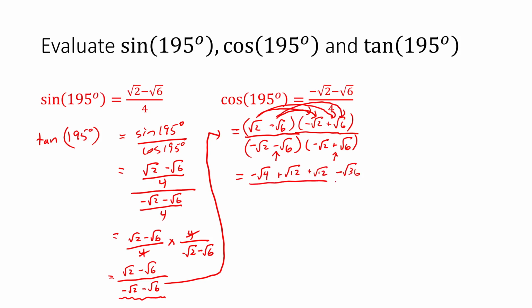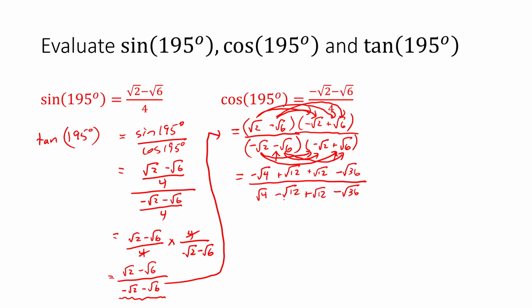Okay? Now we do the same expanding in the denominator. Negative root 2 times negative root 2 is positive root 4. Negative root 2 times positive root 6 is negative root 12. Negative root 6 times negative root 2 is positive root 12. And negative root 6 times positive root 6 is negative root 36.